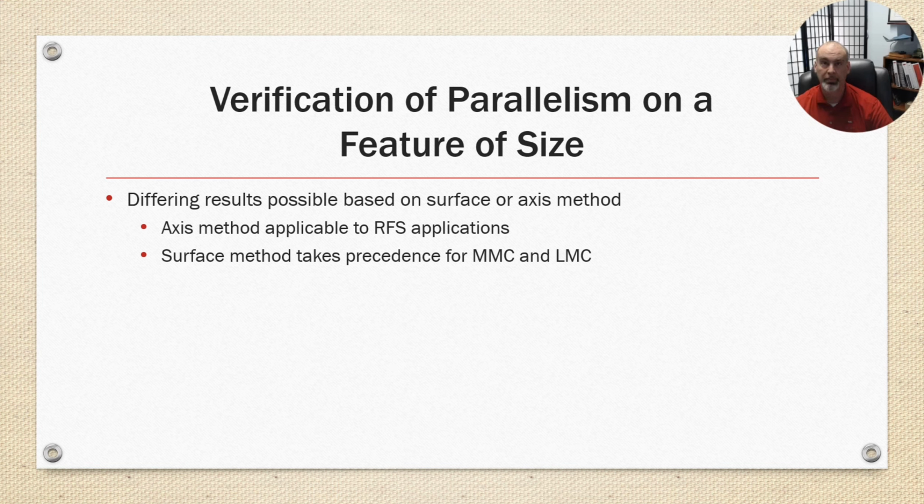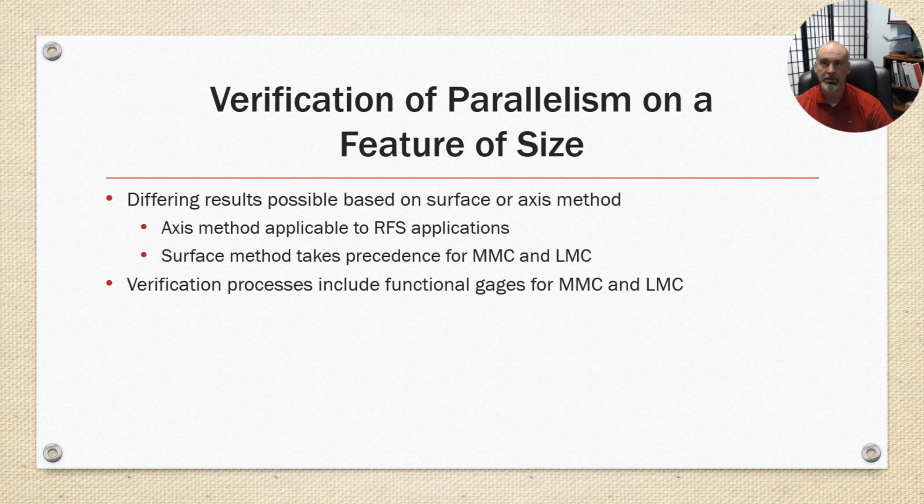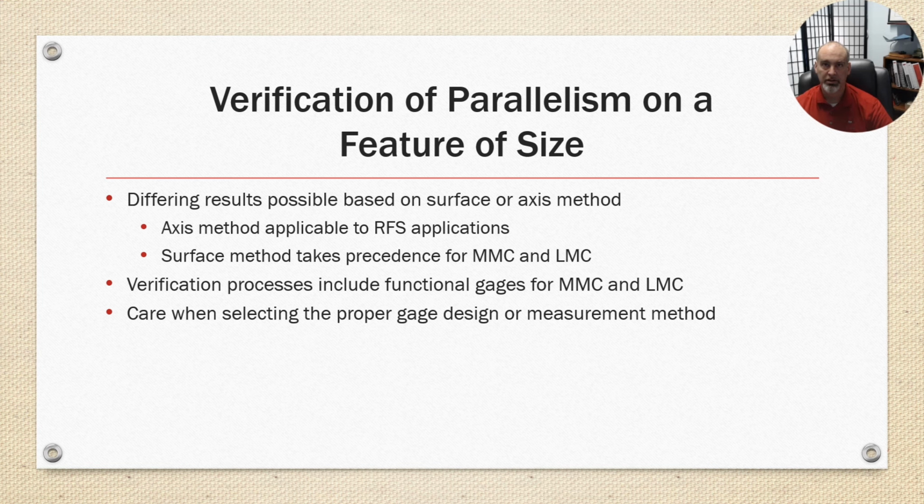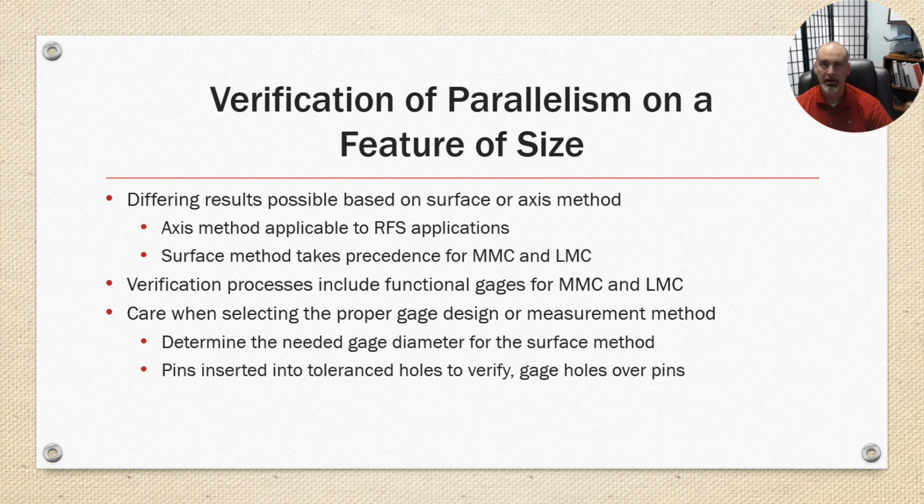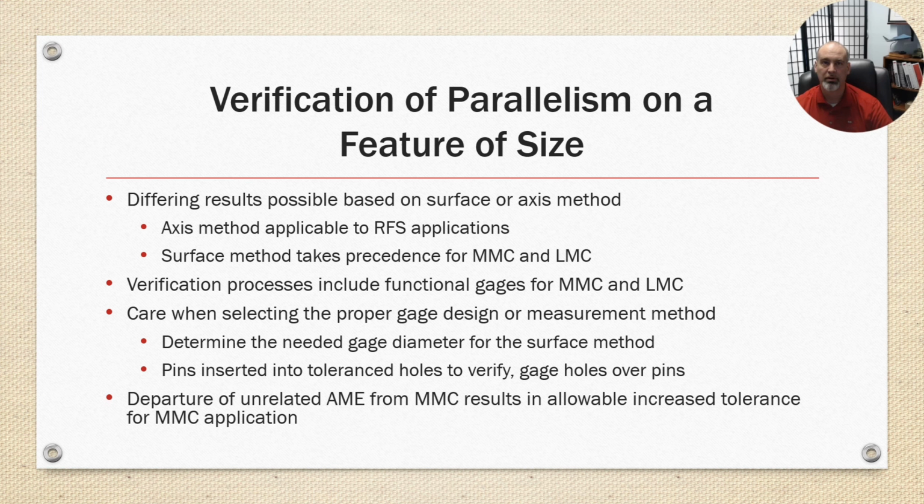scenarios. The verification process includes functional gauges for MMC and LMC. Take care in selecting the proper gauge design or measurement method. You need to determine the needed gauge diameter for the surface method and pins inserted into tolerance holes to verify gauge holes over pins. And remember, departure of unrelated AME from MMC results in an allowable increase in tolerance for a maximum material condition application.